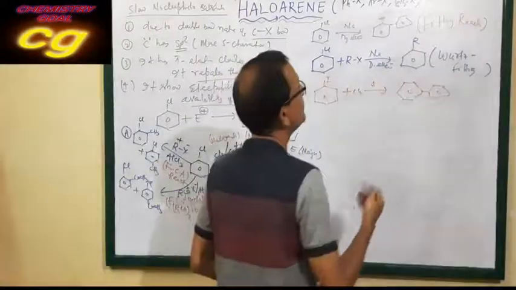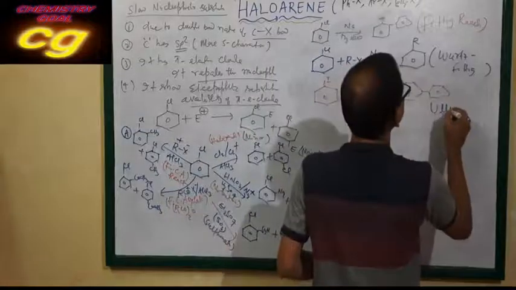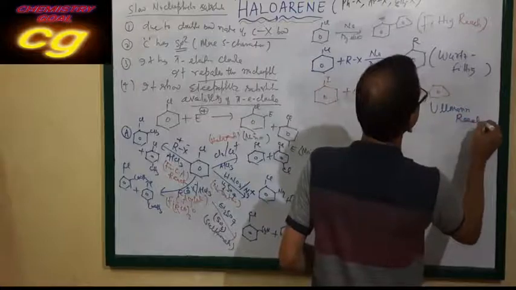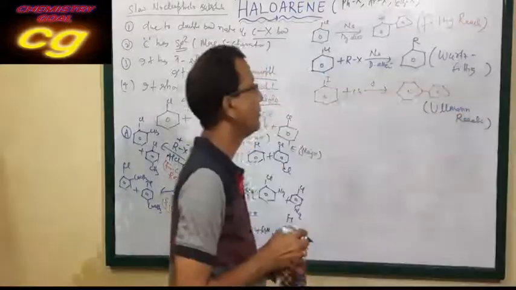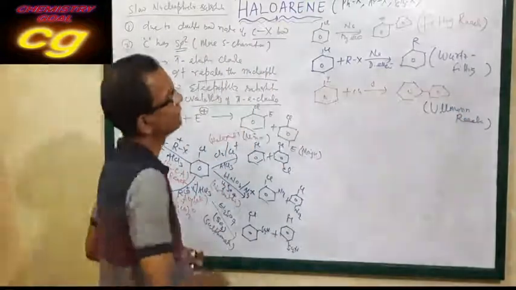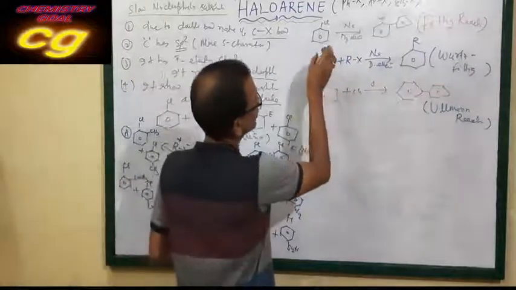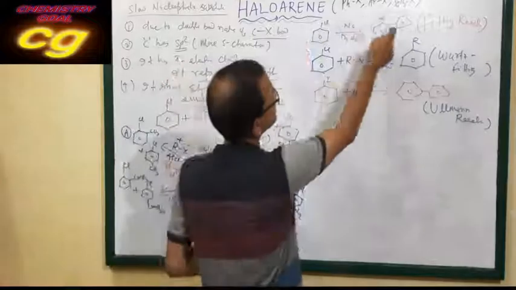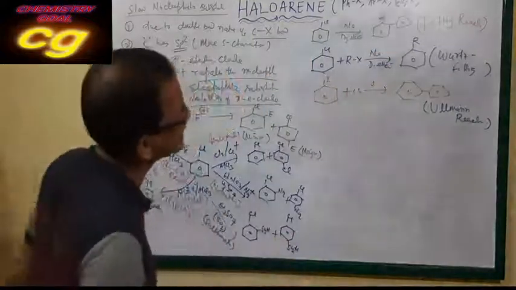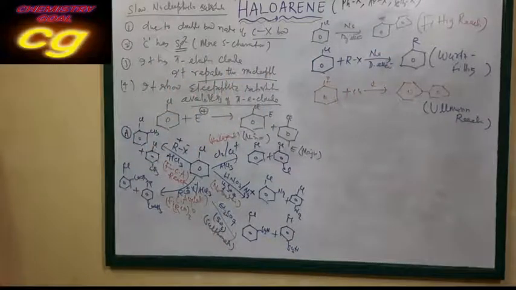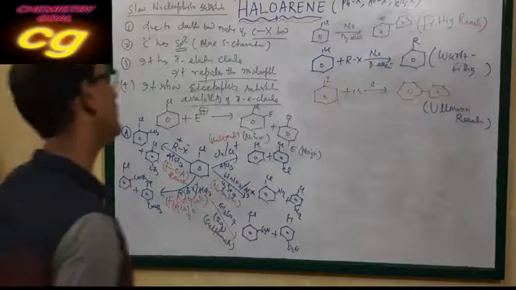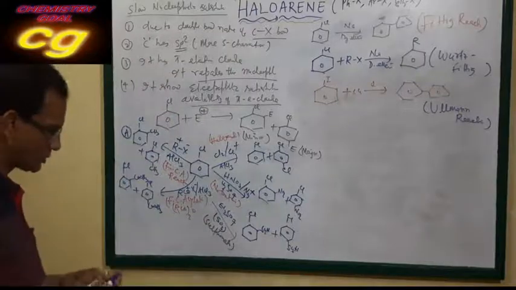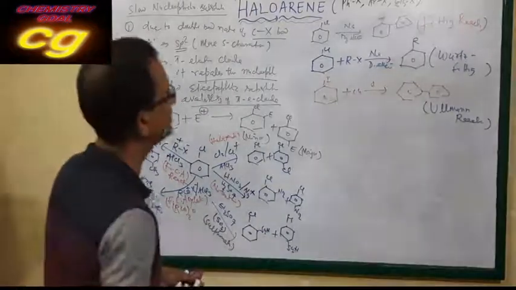This is called Ullmann reaction. Preparation of diphenyl from iodobenzene, here chlorobenzene, higher aromatic compound, chlorobenzene, diphenyl. This is a Fittig reaction and Wurtz reaction like this. So you can add one method of preparation also, that's very important.